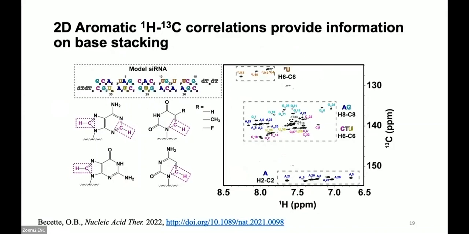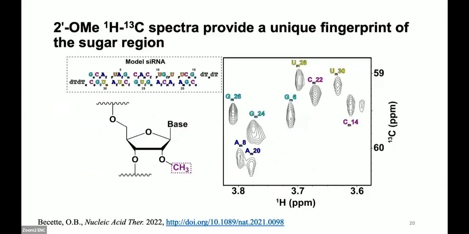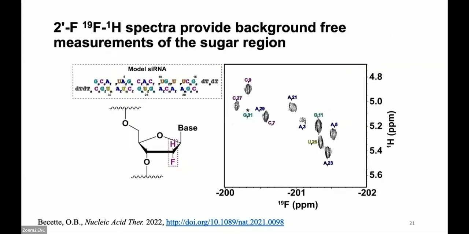We can now apply some of these methods to look at the non-natural residues of the nucleic acid therapeutics. So here is an aliphatic 2D proton carbon HSQC, and this is focusing on the 2' O-methyls. So this gives you a unique fingerprint for this therapeutic class. You can also do the same thing with the fluorines.